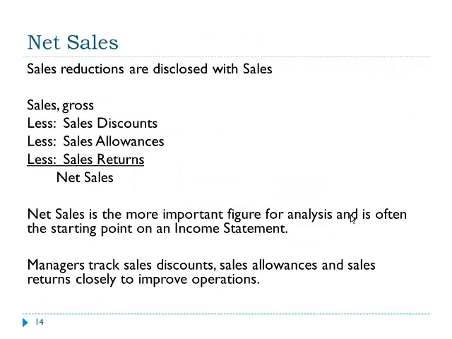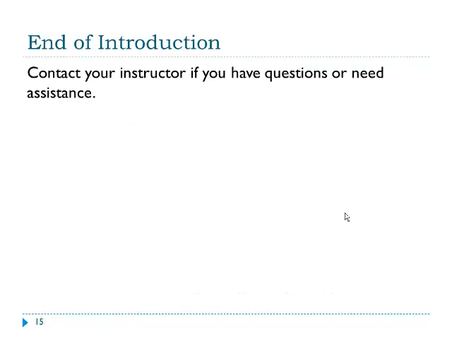Net sales, then, is measured as gross sales less sales discounts, less sales returns, less sales allowances to get a final value for net sales. Net sales is the more important figure for analysis and is often the starting point of an income statement. Managers, though, track sales discounts, sales allowances, and sales returns closely in order to improve their operations. This is the end of describing the additional features of recording reductions to sales.